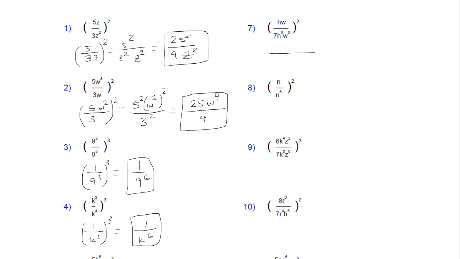Seven, I cannot simplify 7, so I'm going to leave it alone. H over h to the 6th will be h to the 5th in the denominator. W over w cubed will be w squared in the denominator. So then I'm just going to put 1 in the numerator. I'm going to square everything. So 1 squared over 7 squared times h to the 5th squared times w squared squared. That's 1 over 49 h to the 10th w to the 4th.